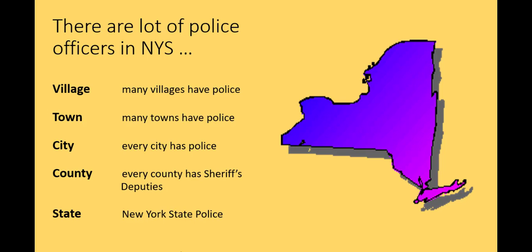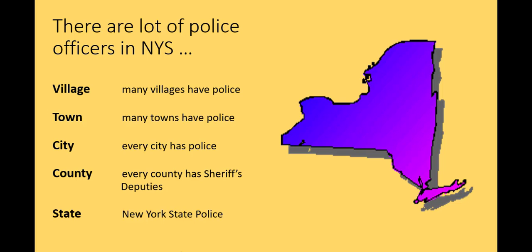We talked last week about how many police officers and police agencies are in New York State, and there are thousands, right? Because we have villages in New York State. Some villages have police departments, some don't. We have thousands of towns in New York State. Some towns have their own police departments, some don't. Every city in New York State must have a police department. You say, well, what is or isn't a city? It's defined by law, right? You don't have to worry about it.